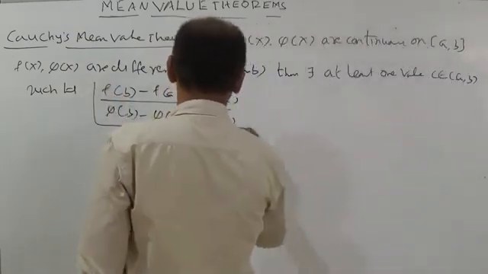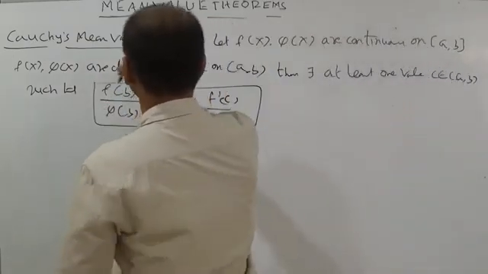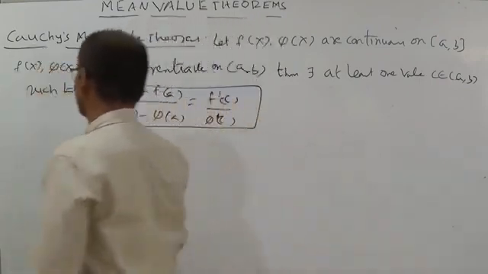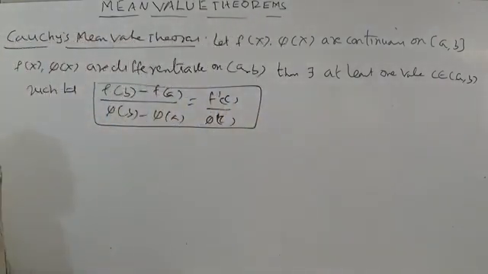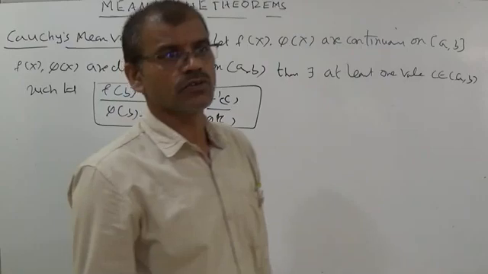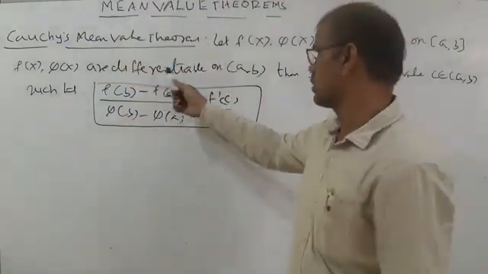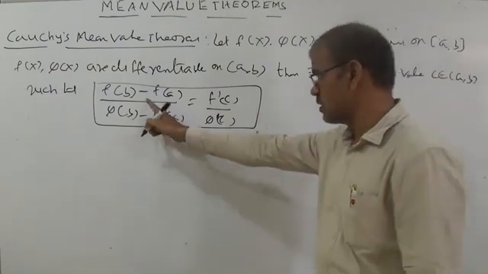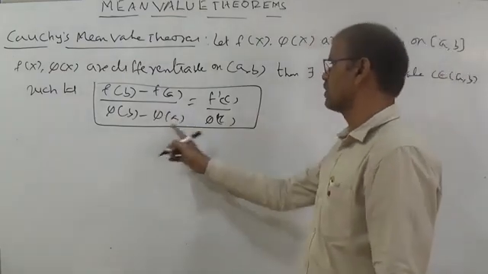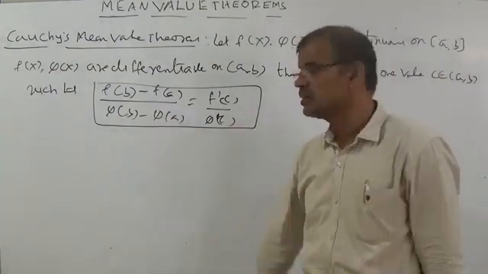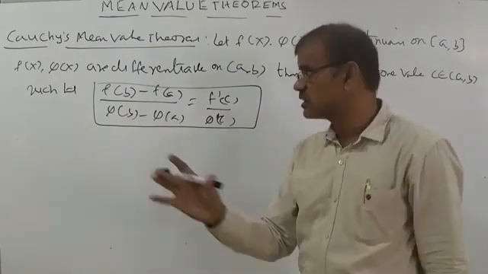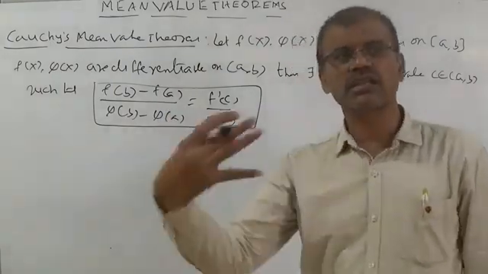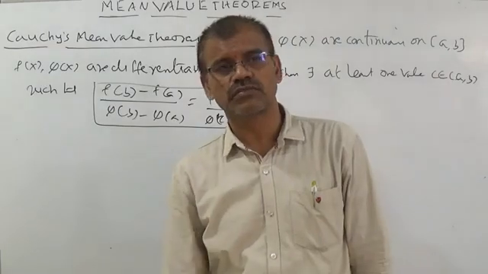It is an important theorem, depends upon the mathematician named Cauchy. If f of x and phi of x are two continuous functions on closed interval a comma b and differentiable on open interval a comma b, then there exists at least one value c such that f of b minus f of a by phi of b minus phi of a is equal to f dash c by phi dash c. Students, try to understand: this Cauchy's mean value theorem is merged with Rolle and Lagrange mean value theorem.